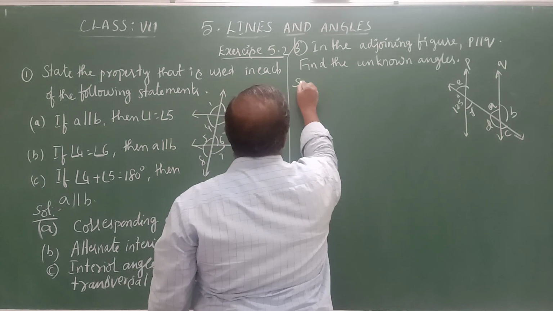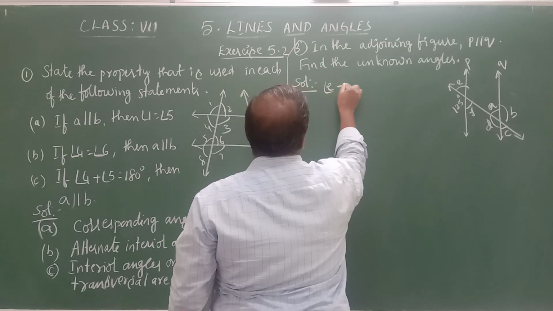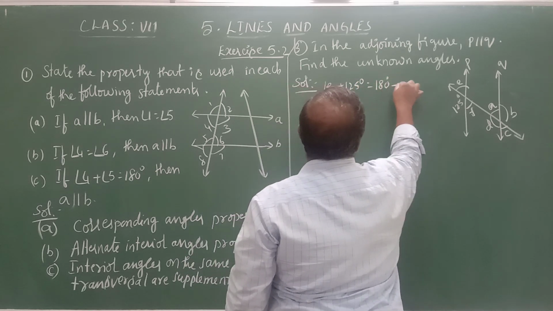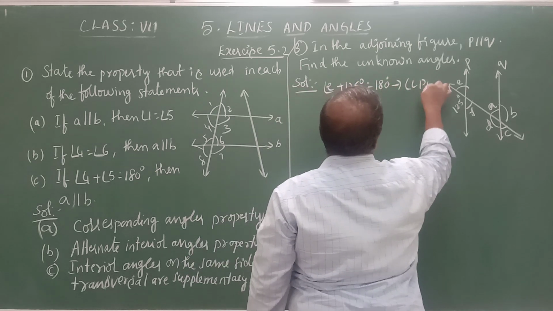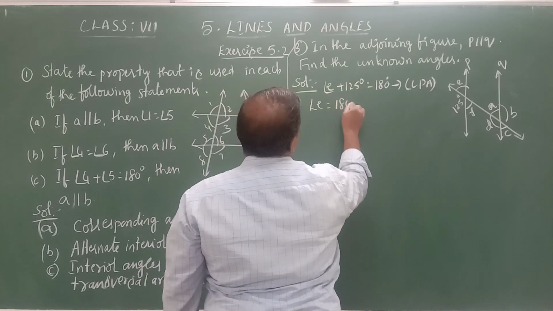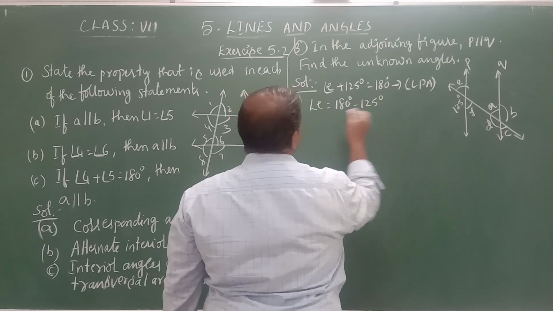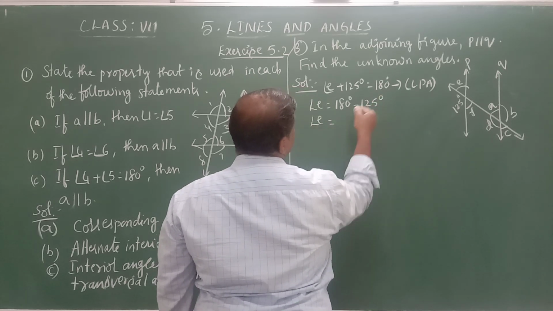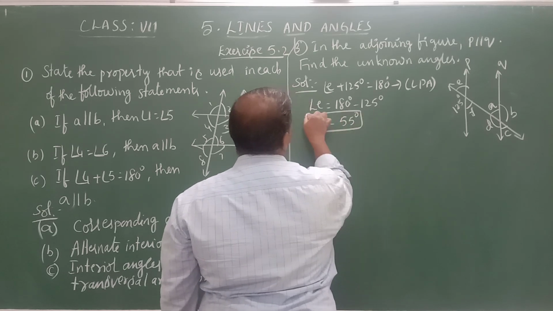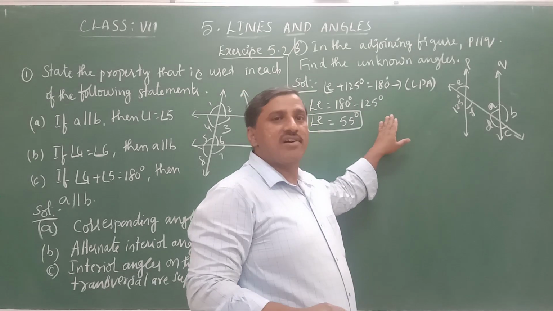Now we will find the solution here easily. So angle E plus 125 degrees is equal to 180 degrees. That is a linear pair of angles. Therefore, angle E is equal to 180 degrees minus 125 degrees, which is equal to what? 55 degrees. By subtracting 125 from 180, we get 55 degrees.